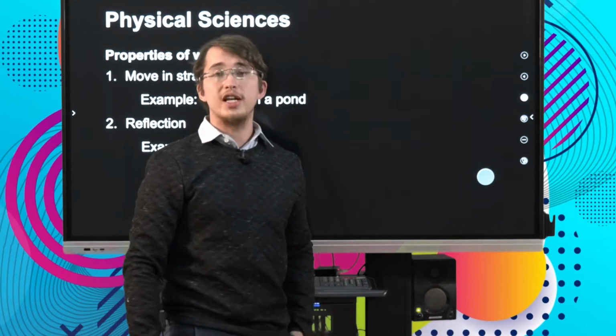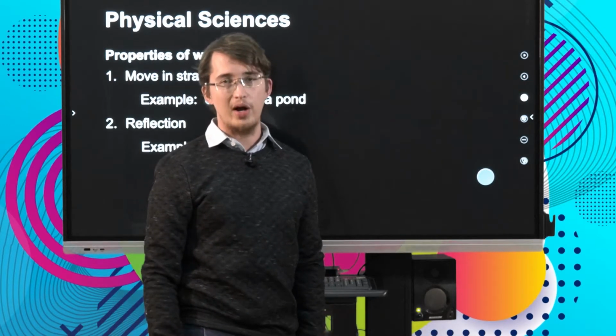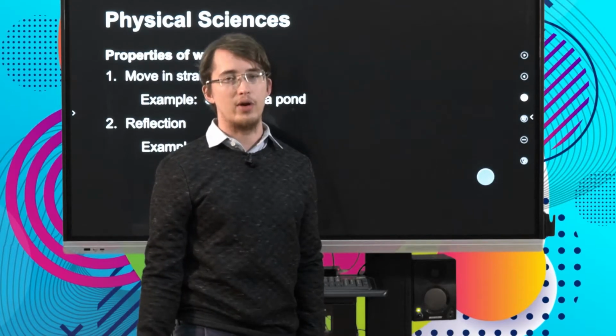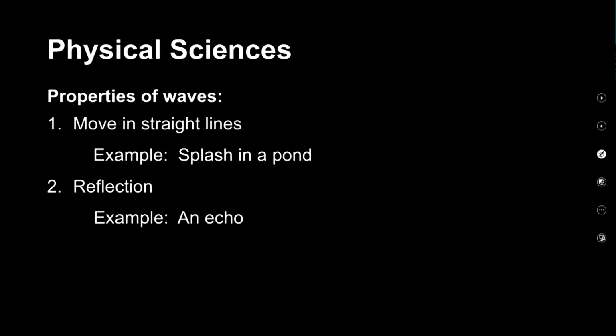Now we need to take a look at some of the properties of waves we've already looked at and see if we can relate them to electromagnetic radiation. We already know that waves always move in straight lines. To picture this, think of again splashes in a pond or ripples in a pond. When you create a disturbance in the medium, the waves from that disturbance travel outwards in straight lines.